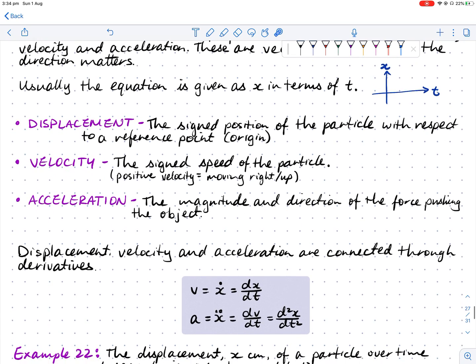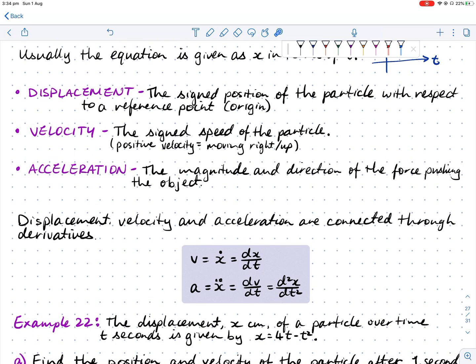So let's just go through the terminology first. When we talk about the displacement, it's the signed position of the particle with respect to a certain reference point. Basically it's saying how far this particle or object is from a reference point, which we usually call the origin. So from 0, or O, the origin, how far away is it? And we also give it a sign. So it could be either positive or negative, or it could be up and down.